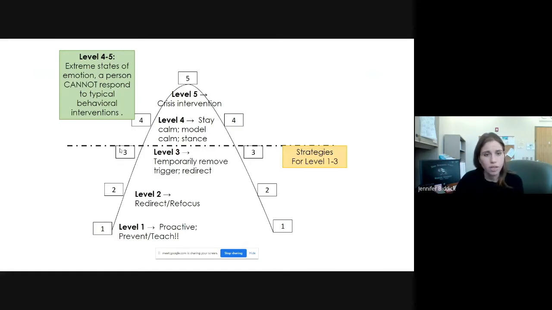So once we get here into this level 4 and 5, this is when our learners are getting into that crisis level of behavior. So our goal is to de-escalate them with strategies that we're going to talk about next in levels 1, 2, or 3. Because in that level 4 and 5, our learners are no longer in an emotional state. Their level of arousal is so high that they're not going to be able to respond to our typical behavior interventions.